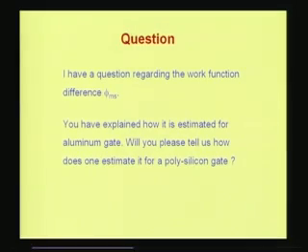Sir, I have a question regarding the work function difference phi ms. You have explained how it is estimated for an aluminum gate. Will you please tell us how one estimates it for a polysilicon gate?